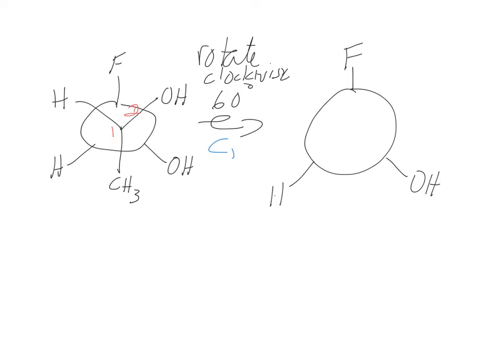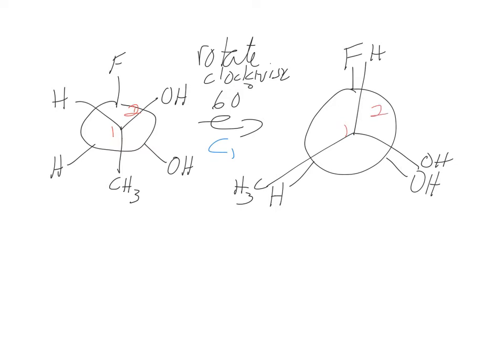And when we do this, we started with a staggered conformation. We're going to move to an eclipsed conformation when we do a 60-degree rotation. So now the H and the fluorine are on top of each other. The other OH is there. CH3 is here. This is still carbon 1, carbon 2.